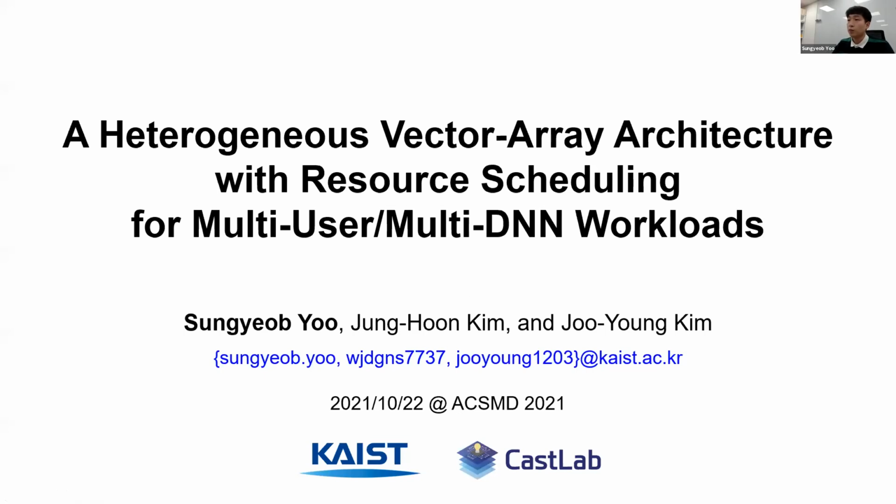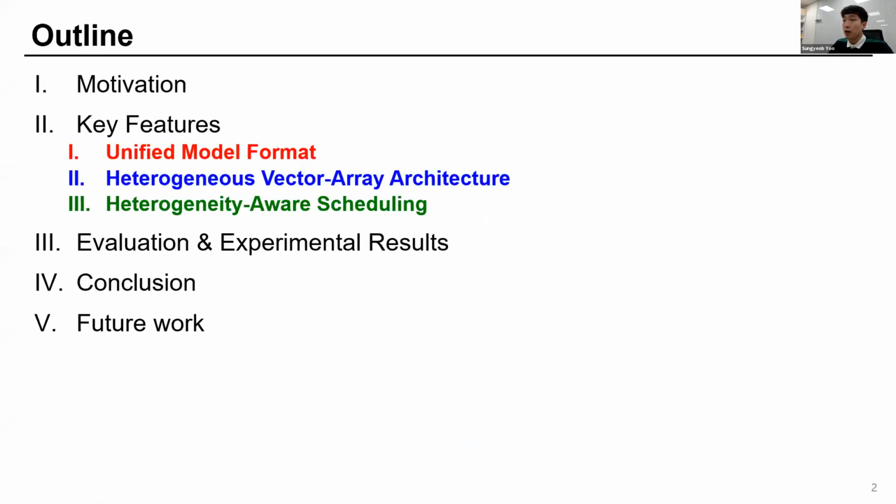Hello everyone, I'm Sung-Hyun Yu from KAIST. Today, I'll be talking about a heterogeneous vector array architecture with resource scheduling for multi-user, multi-DNN workloads. This work is done with my colleague Jung-Hoon Kim and Professor Ju-Young Kim. This is the outline of my presentation. First, I will introduce motivation and limitation of previous AI accelerator systems in data center. Second, I will describe the 3 key features of this work. Lastly, I will wrap up the presentation by showing the evaluation and experimental result, conclusion, and future work.